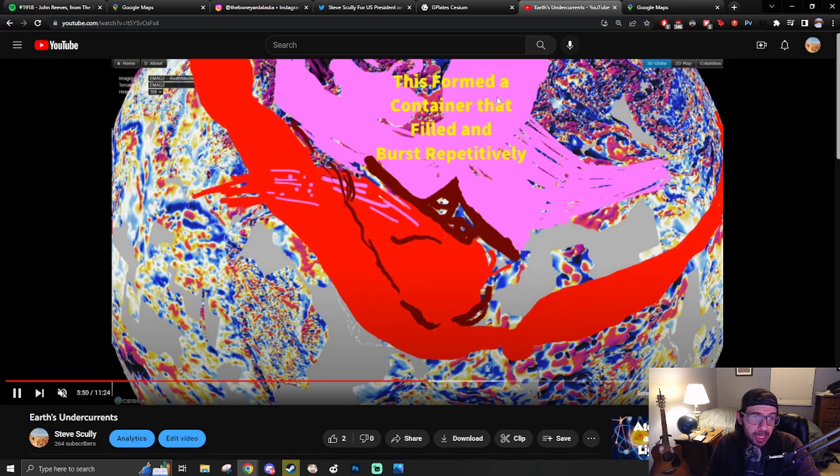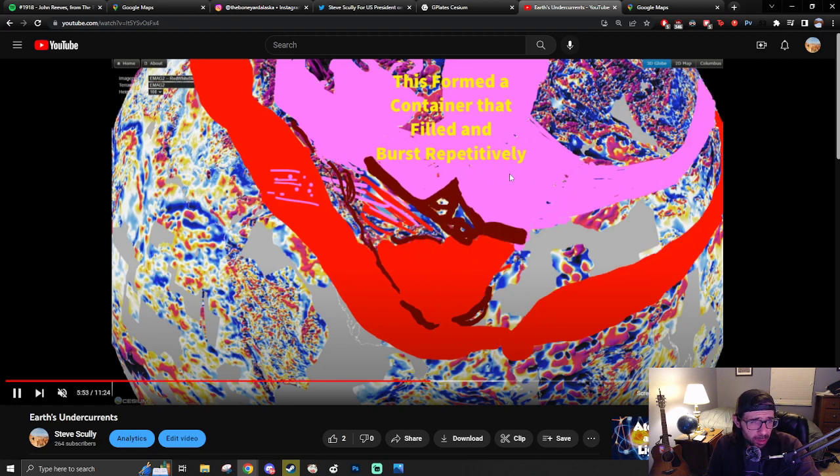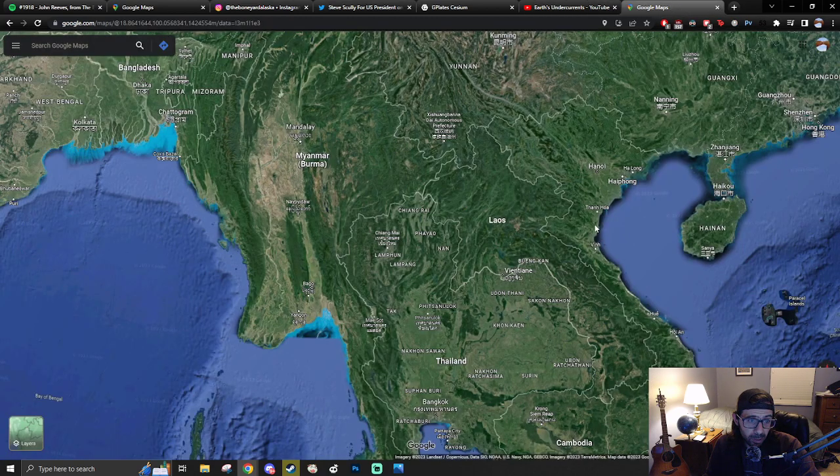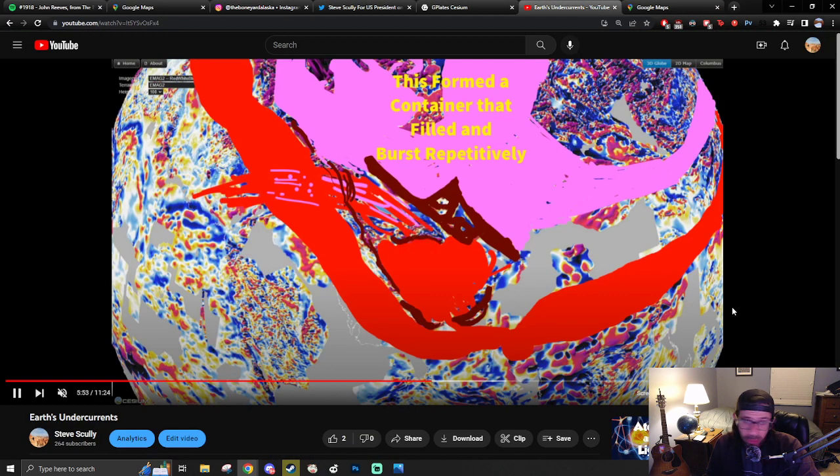This formed a container that filled and burst repetitively. I'm not sure about the repetitively part, maybe on different scales, maybe only once on a large scale, unclear. It seems plausible that it was only once on a large scale and multiple times on a small scale because of the terrain that we're about to look at.